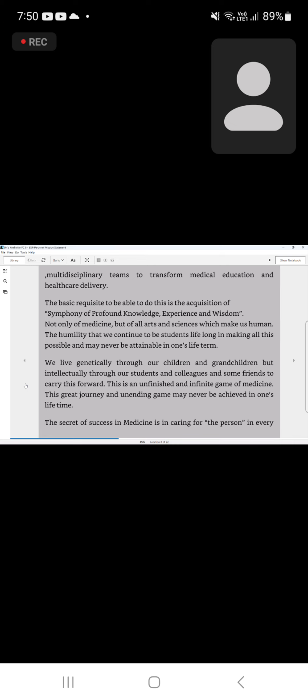The humility that we continue to be students lifelong in making all this possible, and it may never be attainable in one's lifetime. We live genetically through our children and grandchildren, but intellectually through our students and colleagues and some friends to carry this forward. This is an unfinished and infinite game of medicine. This great journey and unending game may never be achieved in one's lifetime. The secret of success in medicine is in caring for the person in every patient as a whole and not merely his disease or ailment.